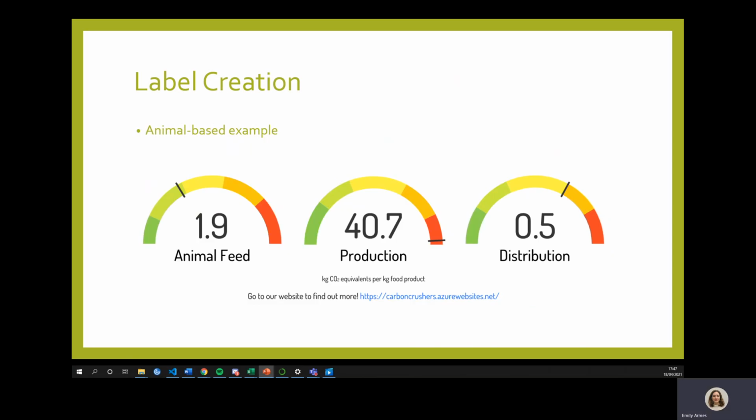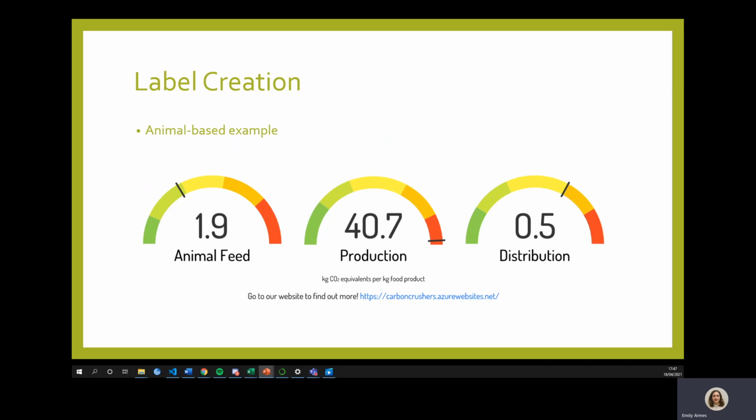And then we broke it down for animal-based products. We also added animal feed. So as you may also be able to see from this label, we have 5 different colours, which represent the different levels of how good each food is. So we did some data analysis in order to determine some thresholds, which are in percentiles, hence why they're different for each the animal feed, the production, and the distribution.